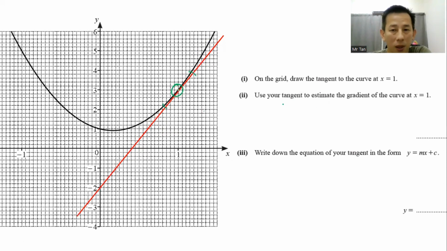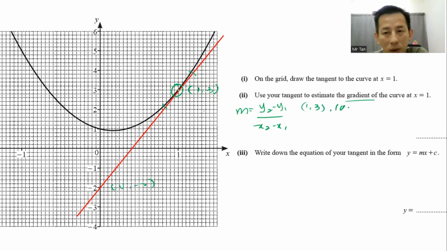Now, how to use your tangent to estimate the gradient. To find the gradient, we know that the equation is m equal to y2 minus y1 over x2 minus x1. So in this case, you need 2 points. The first one will be here, 1, 3, and the second point will be 0, -2. So it's 1, 3, and 0, -2. Just calculate. So your m should equal to 3 minus -2 over 1 minus 0. That will give you 5.